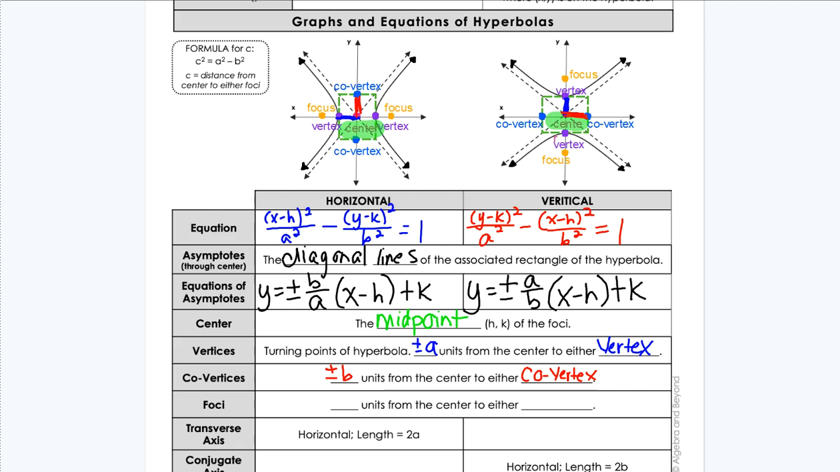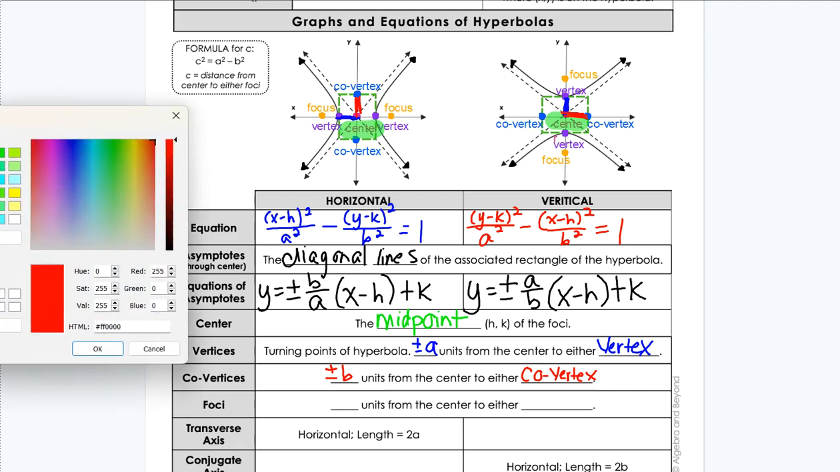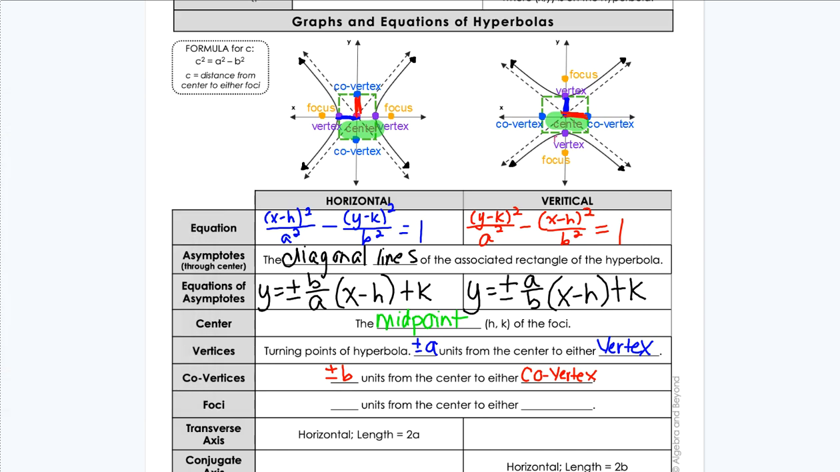All right, and then finally, we have our foci. These distances are plus or minus c units from the center to either focus. So that distance is going a little bit further past the vertex from the center. Depending on which way it's oriented, that changes which way it's looking.